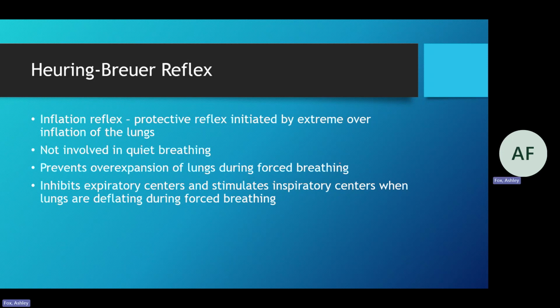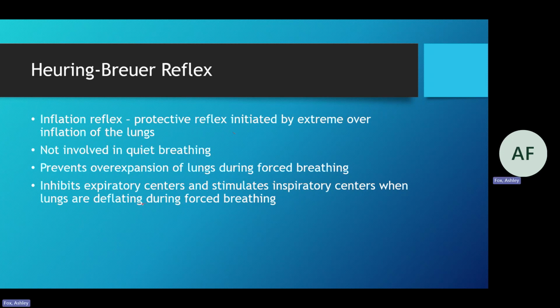So you also have the Hering-Breuer reflex, and it's an inflation reflex. Again, it's protective because you don't want to breathe in so much that you overexpand your lungs, because you can cause damage to them. So this isn't, again, in quiet breathing. This is going to be in force where you're taking in really deep breaths. There's only so much air that you can take in before your body stops you.